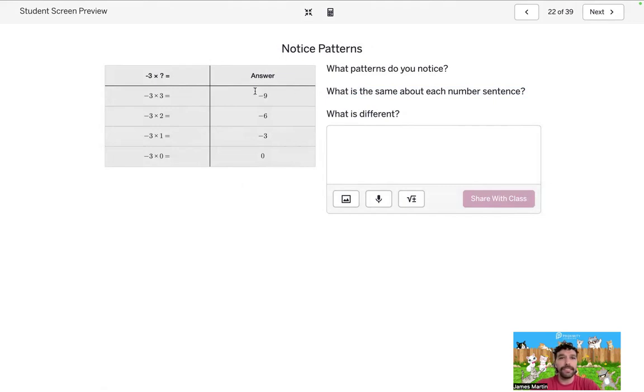The pattern we should notice is that the numbers are decreasing. So we have -9, -6, -3, 0. But this is where it gets tricky, and this is the part that is hard for a lot of students. But I think you guys are gonna get it. All right.